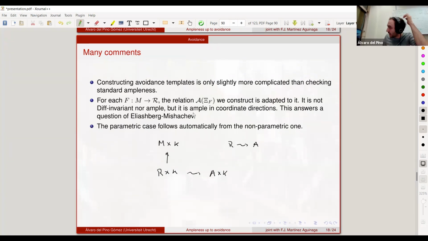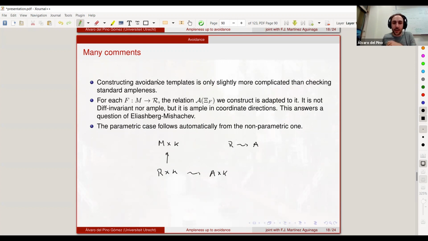Yeah, so the comment I was making is that this is not even a fibration, so this is definitely not a different variant. It's probably not ample, but it's certainly ample in coordinate directions. And Eliashberg and Mishachev had this question in the book that is kind of a funny question: is there a geometrically meaningful relation that is ample in coordinate directions but not ample?